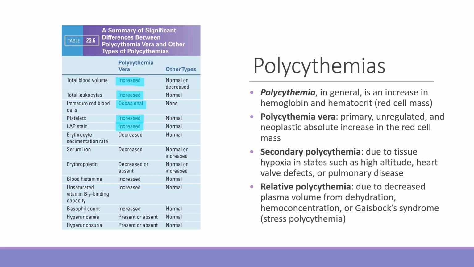Blood histamine is going to be increased because, remember, basophils are associated with the granulocytic or myelocytic line, and those are all going to be proliferated in abundance. So we're going to have more histamine due to that increase in myeloid lineages. It will be normal in other polycythemias. Unsaturated B12 binding capacity will be increased in polycythemia vera. It will be normal in other types of polycythemia. Again, that basophil count is going to be increased, and in other polycythemias, you'll have a normal basophil count.